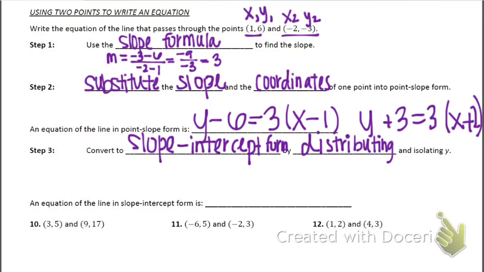Okay, watch. I'm going to use the y minus 6 since that's what we did. So I'm going to rewrite y minus 6 equals 3 times x minus 1.